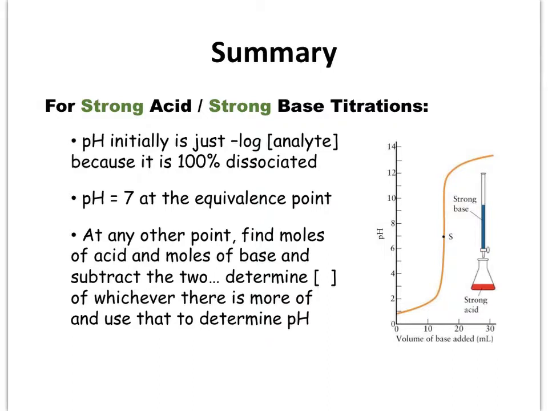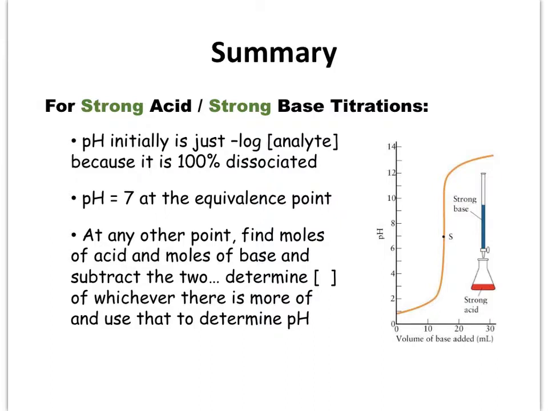This is just a summary of what to do for each of those intervals before I actually guide you through one of the problems. If they ask you to calculate the pH initially, you just take the negative log of the concentration of the analyte. These are strong acids or strong bases, so they're 100% dissociated. So if you know the concentration of the H plus or the OH minus, you can quickly find the pH.